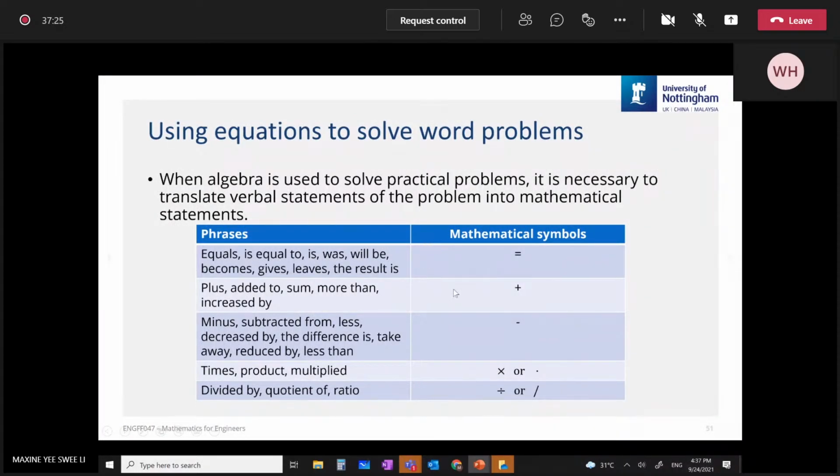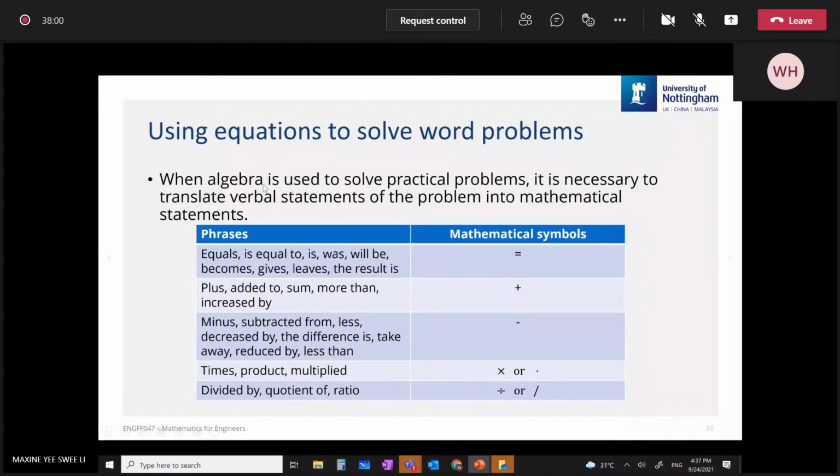So this is the final section of this chapter, where we are going to deal with word problems. Now, generally, algebra is used to solve practical problems. So it is a necessary skill for us to be able to translate verbal statements, sentences, or some story about a problem into mathematical equations or mathematical statements.